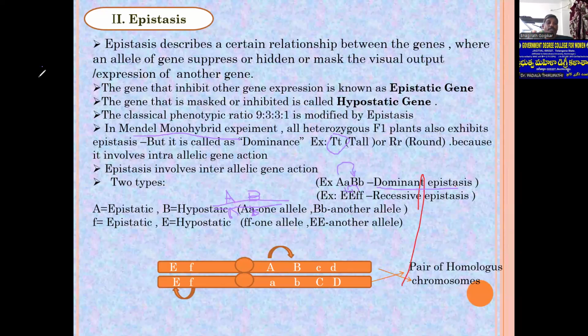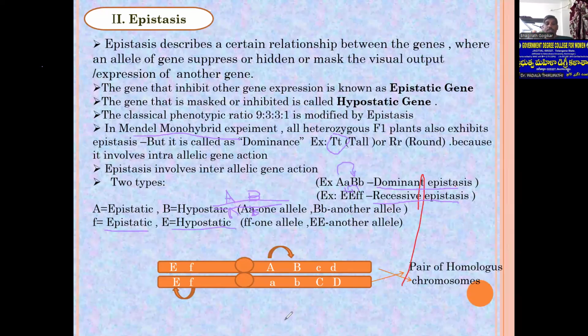Get my point? Okay, so the small f gene hides the character of the capital E gene. In that context, we can call it recessive epistasis. So in the above example, A is the epistatic gene, B is the hypostatic gene, and in the second example, small f is the epistatic gene and capital E is the hypostatic gene.